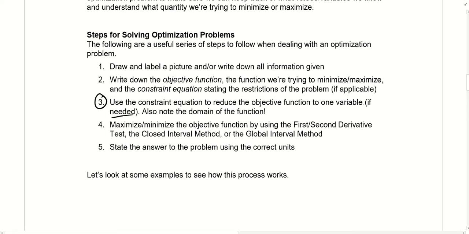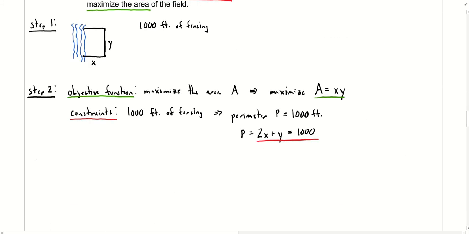Now, this isn't always needed. Sometimes we've only got one variable that we're working with in terms of like the amount of material or something. But if we have more than one variable, the constraint equation can be useful to get that objective function in terms of just one variable. So if I go back down here to my steps, notice that my objective function right now has two variables in it, right? It's got x and it's got y. So what I'm going to try to do is use this constraint equation to get it in terms of either just x or just y.